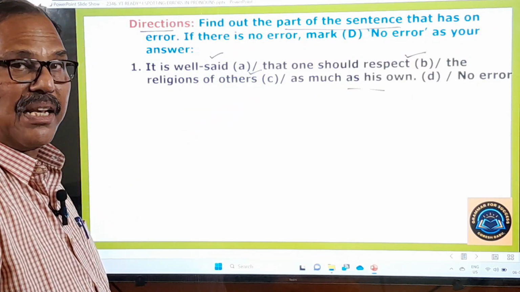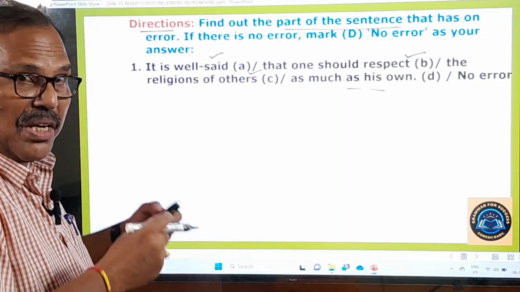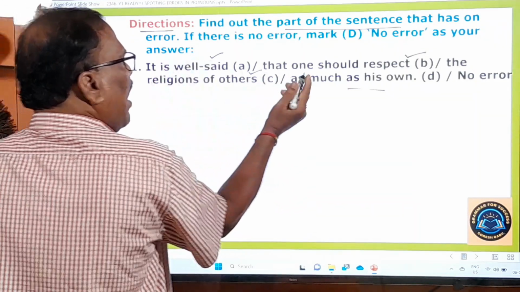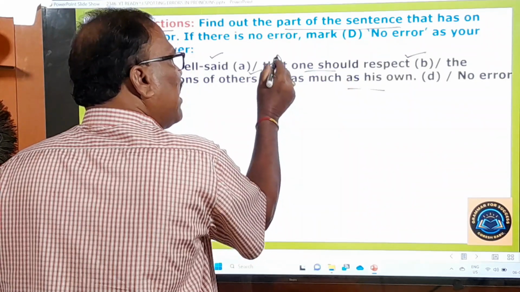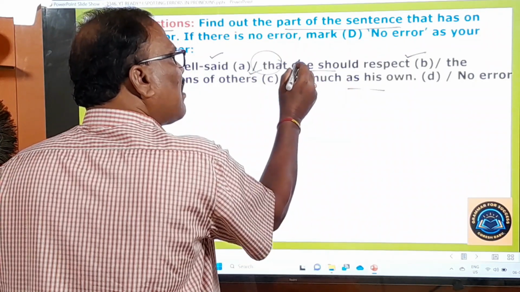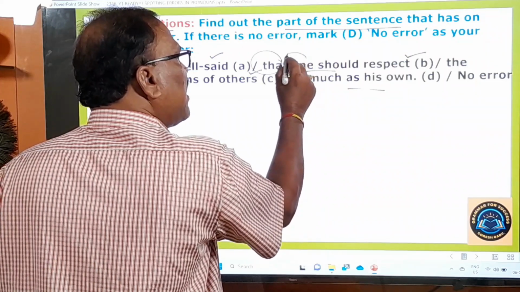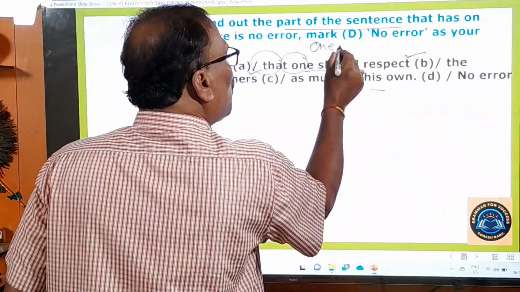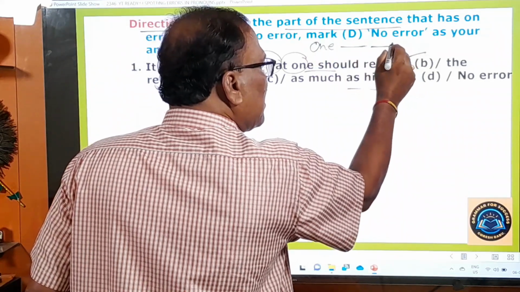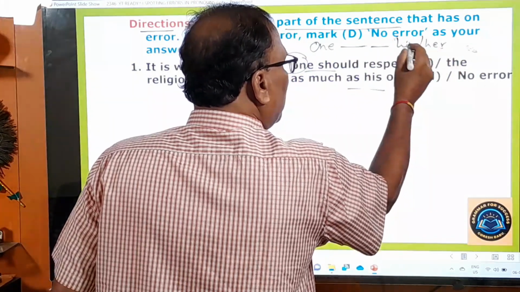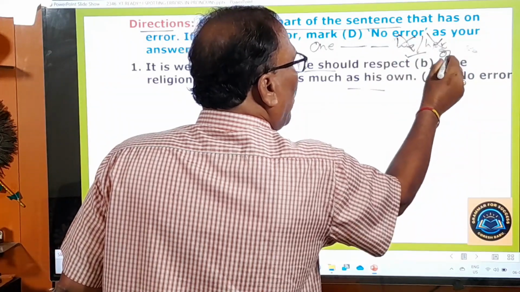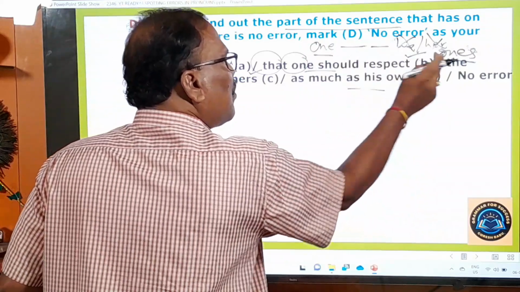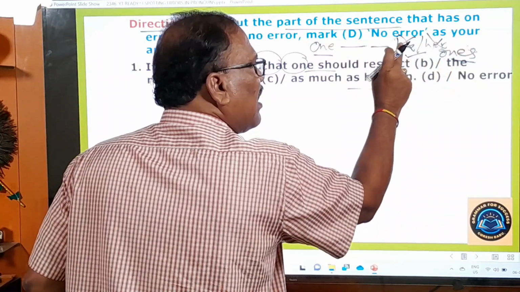What kind of mistake is there? Why is that a mistake? Let us understand that. This is a main clause, and this is the subordinate clause beginning with that. In this subordinate clause, the sentence is beginning with one. You know very well, whenever a sentence begins with one, his or her should not be used, but only once should be used. This is very important. After this, you must use only once and not his or her.